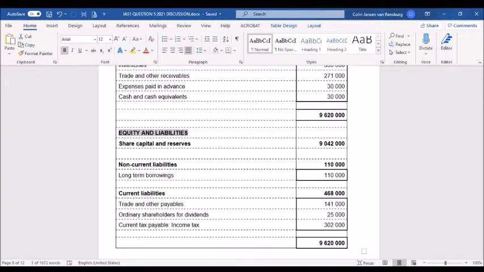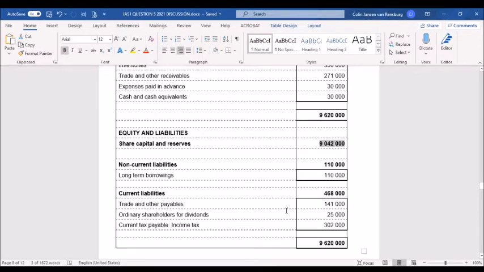So if on the one section you've got your assets, then the total must agree to the other section, which contains your equity and liabilities. So we see there are three little sections. We start off with our share capital and reserves: 9,042,000. Where do we find that, ladies and gents?